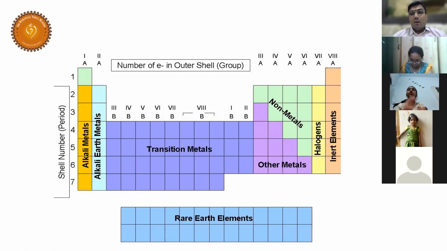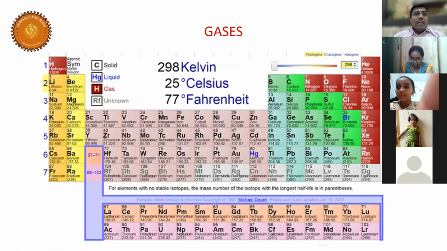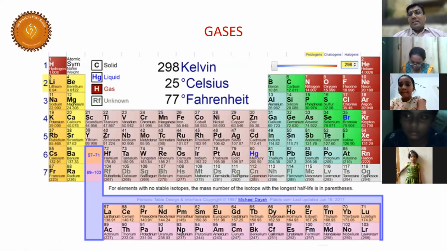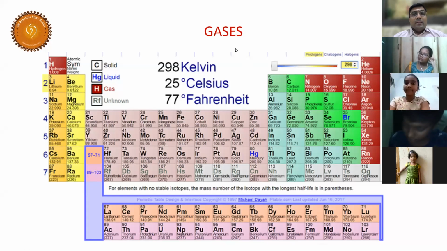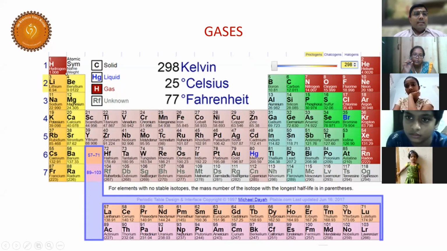Now let us have a look at the nature of the elements. Which state are they in? Are they in gaseous state, solid state, or liquid state? In this slide, I'm going to concentrate only on gases. Students, the one in the maroon color, hydrogen, is a gas. Maroon color is a gas here.